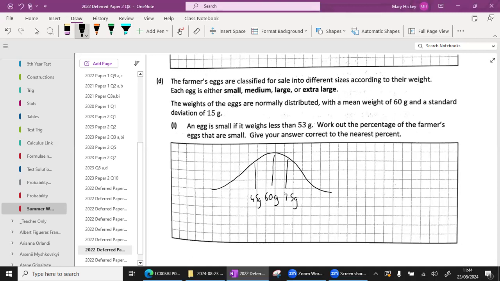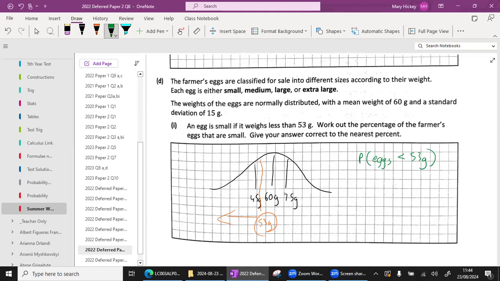An egg is small if it weighs less than 53. So 53 is somewhere in there then. So it's considered small if the weight is less than that. So we're talking 53 grams. Work out the percentage of the farmer's eggs that are small. Give your answer correct to the nearest percentage. Okay, so what we really want to do is find the probability that the eggs will be less than 53 grams. That's what we're actually trying to do. But I suppose we're reliant on our log tables.